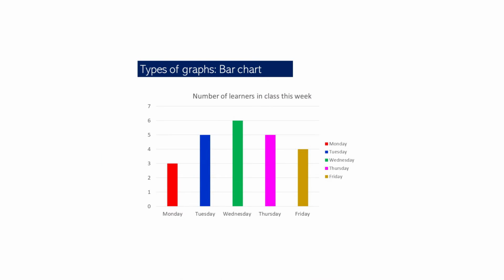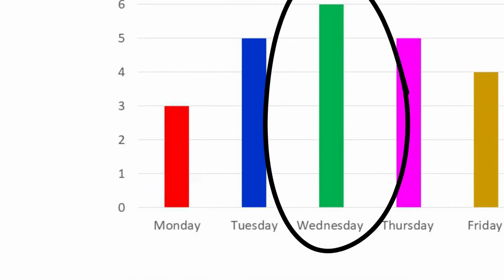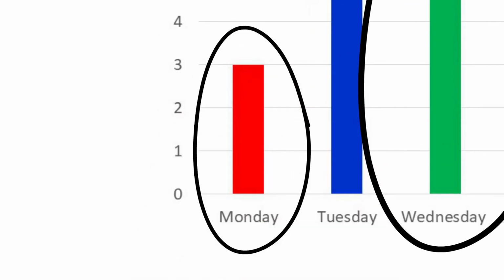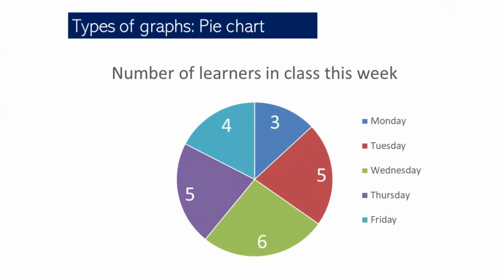Bar graphs are very useful because they allow us to compare data and see how something changes over time. For example, here we can see that most learners attended class on Wednesday and the fewest learners attended class on Monday. A third type of graph is called a pie chart.